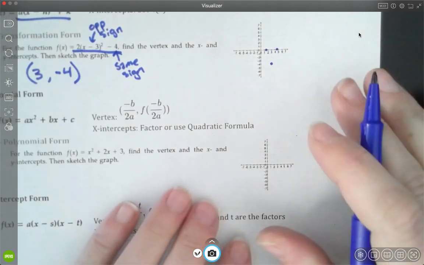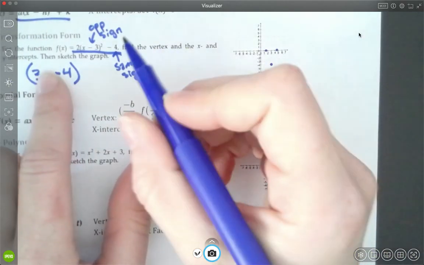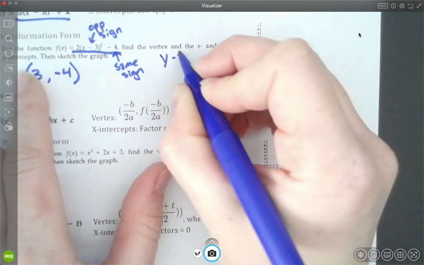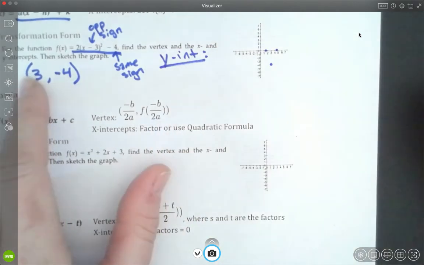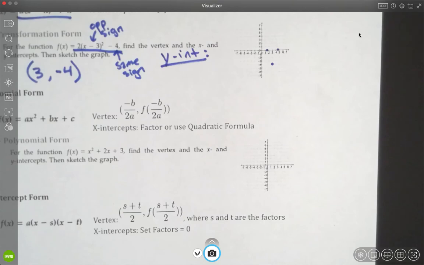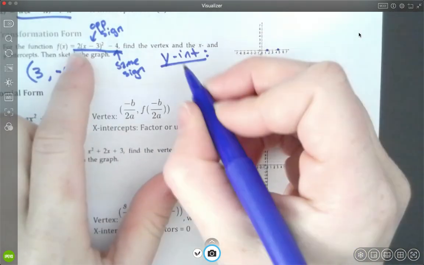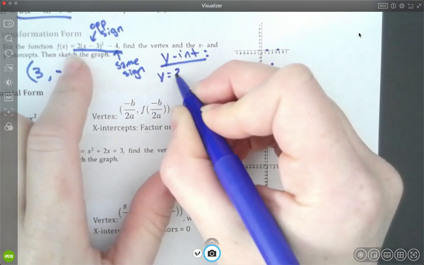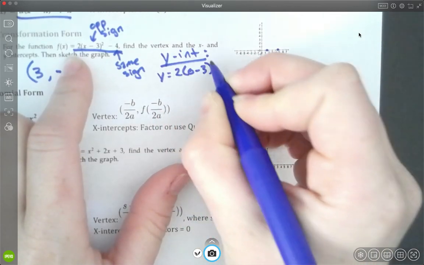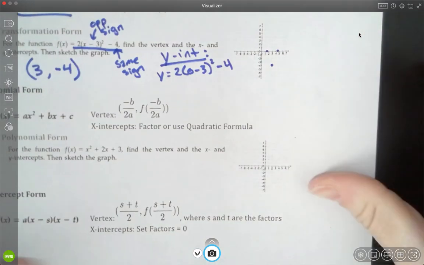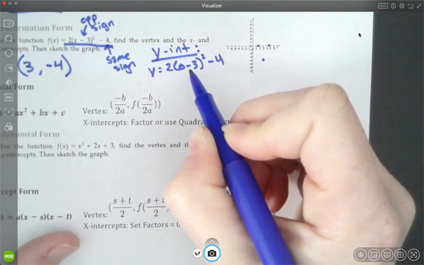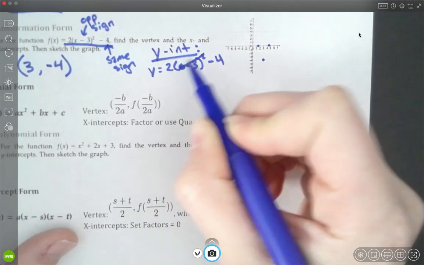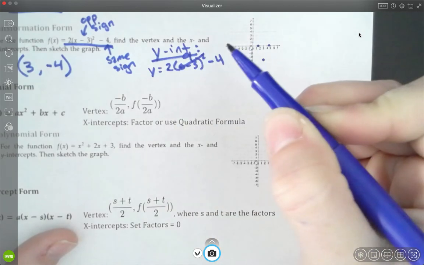All right, now the last thing is the y-intercept. Okay, I promise this won't be quite so much work. How do you find the y-intercept? Put 0 in for x this time. So y equals 2 times 0 minus 3 squared minus 4. Okay, so let's do this. 0 minus 3 is negative 3. Negative 3 squared is 9. 9 times 2 is 18 minus 4 is 14.